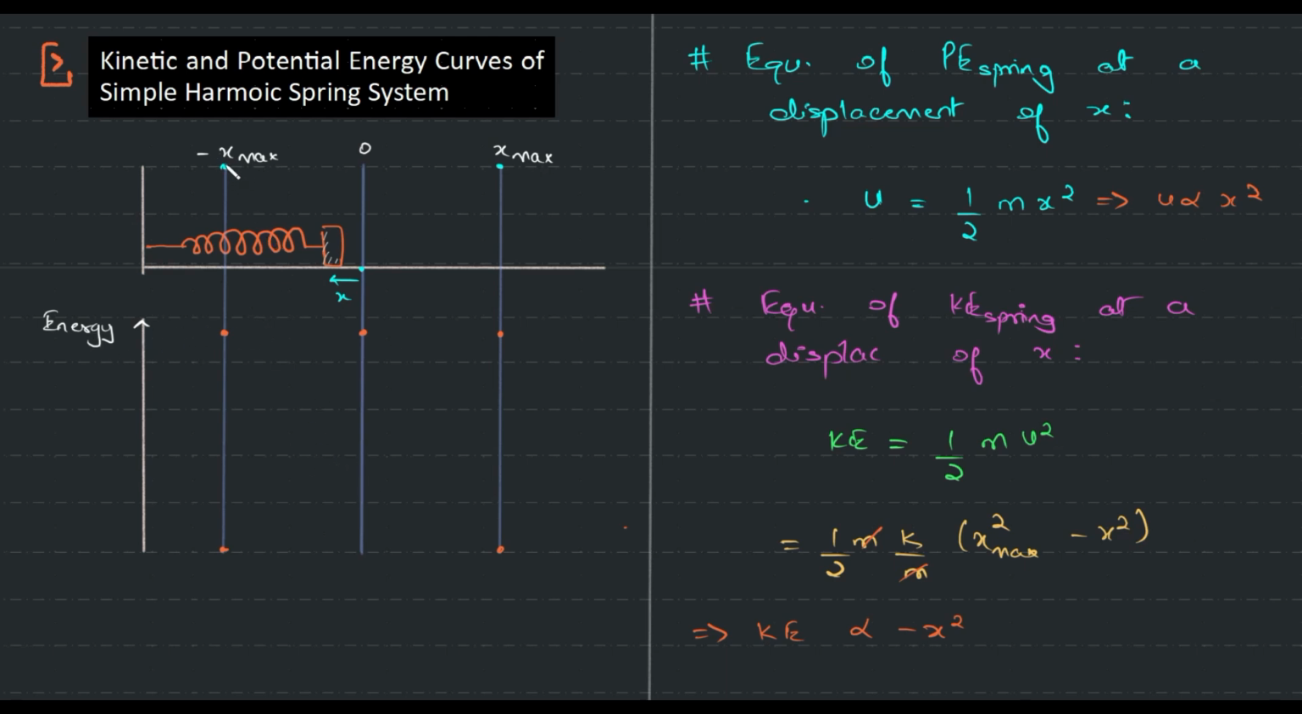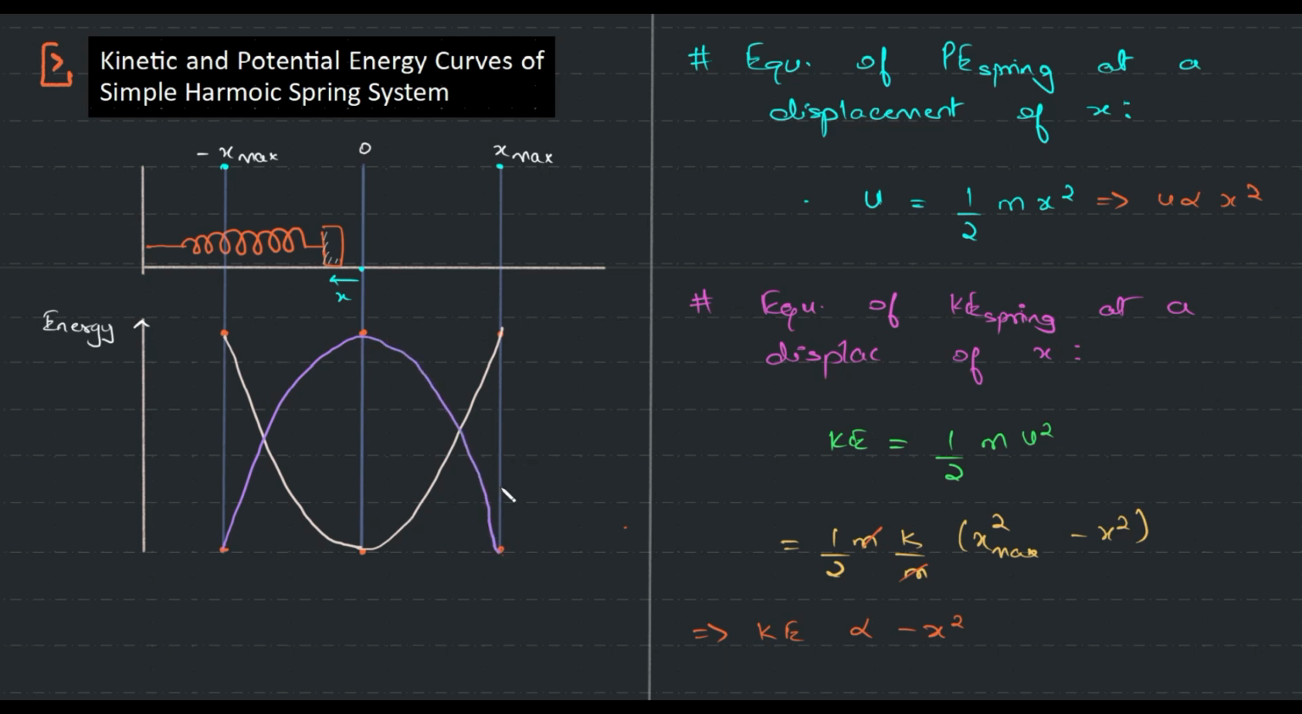So we have the extreme case of the left max and the right max. That is the extreme displacement and the mean position. At the mean position, the kinetic energy is maximum, while the potential energy will be 0. While at the extreme position, the kinetic energy will be 0, while the potential energy will be maximum. So basically, in general, if I join it, it would be something like this. And over here, it would be something like this.